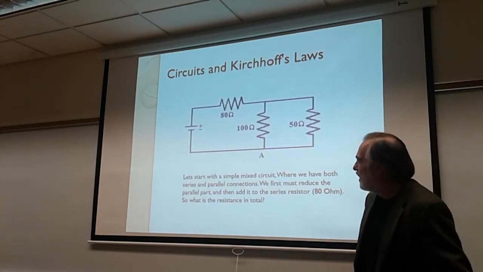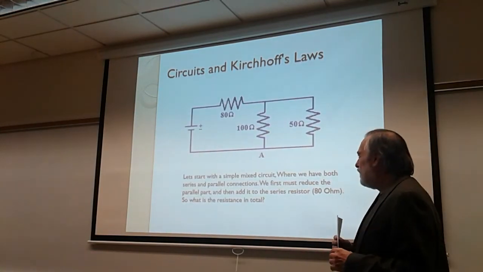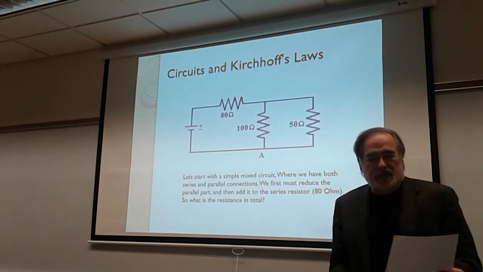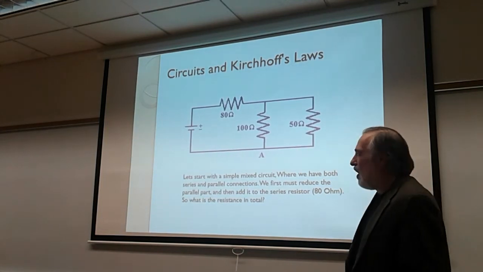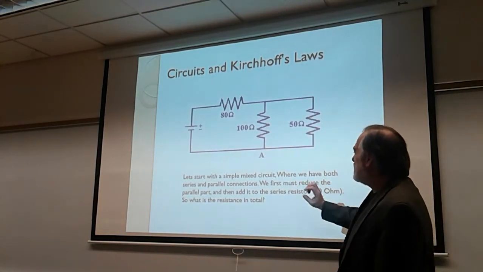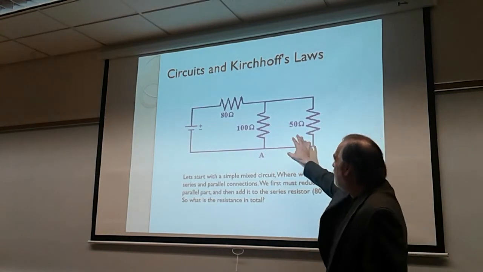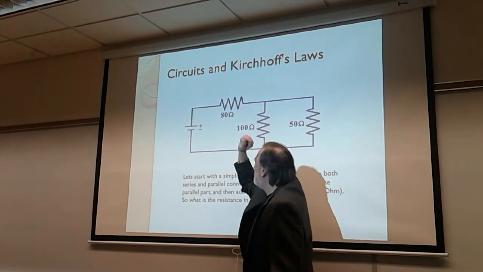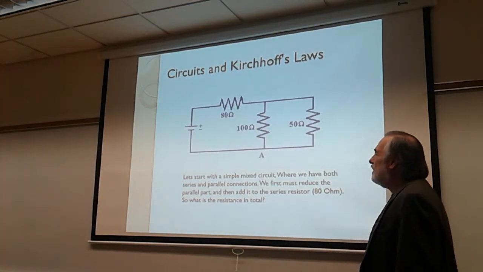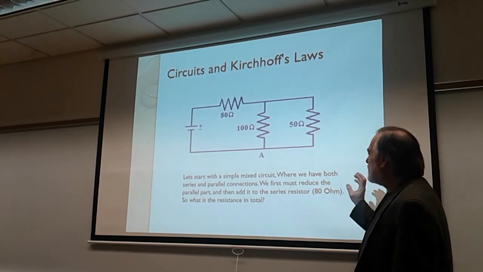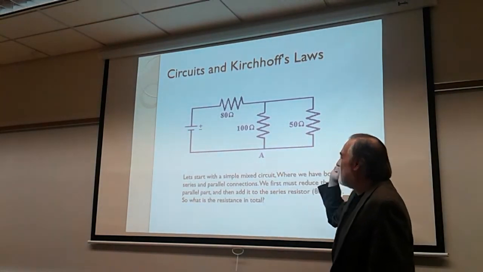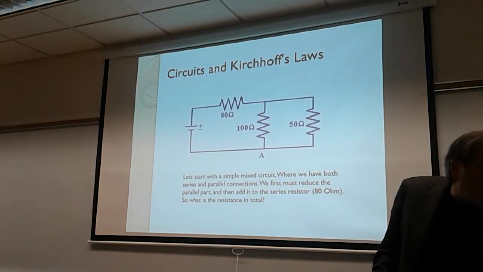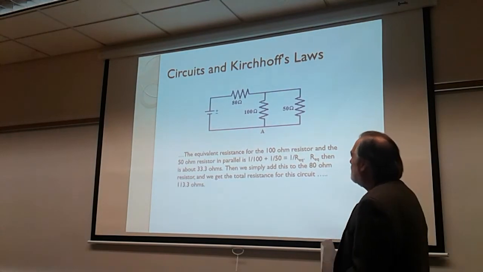Now, I've done some of the calculations already for you, so I'll be reading off of this sheet, but I'll also give you this sheet as an image on the labs. But let's start with this simple circuit. We have parallel connections, and we have those being in series with the 80 ohm. So first we must reduce this parallel part to its equivalent resistance, and then add that to the 80 ohm. So what would the total resistance in this circuit be?